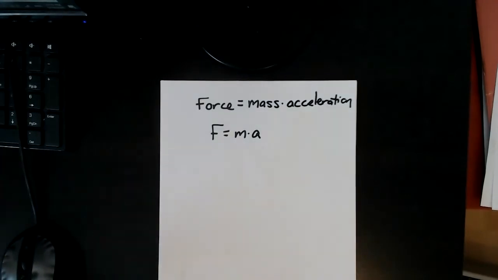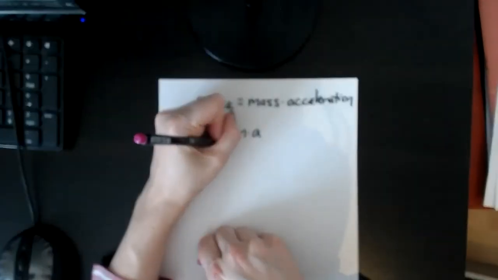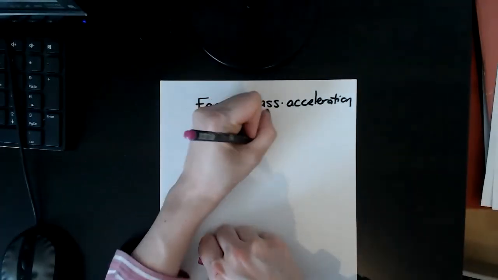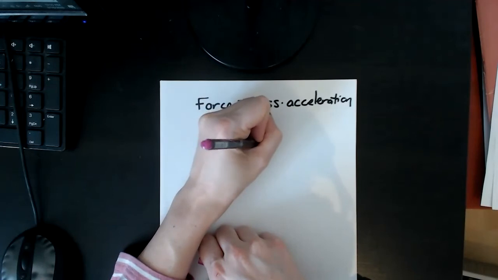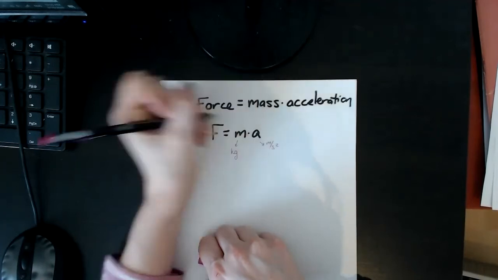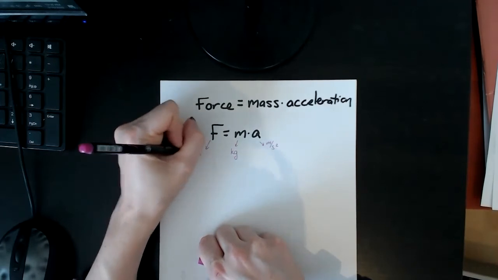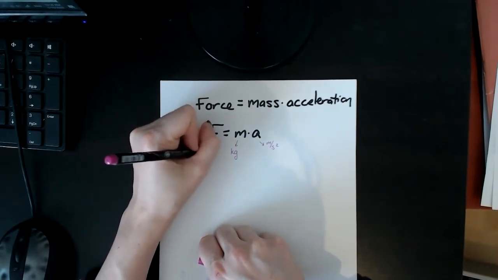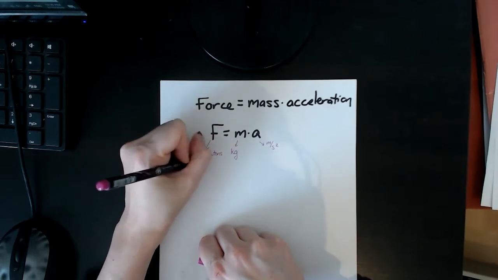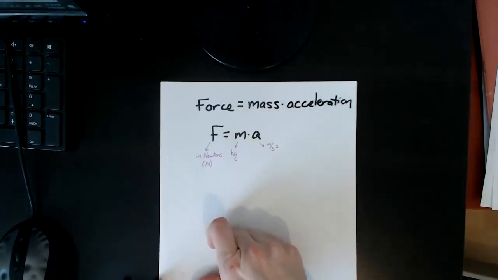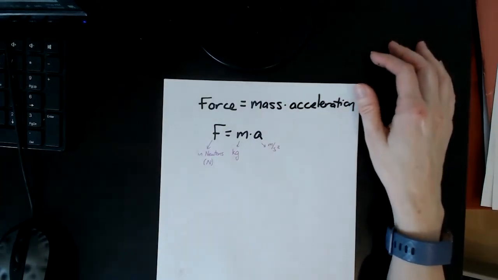And again, when we're talking about units, mass is always measured in kilograms. Acceleration, we already know, is meters per second squared. And the force is measured in something we call newtons, which is abbreviated with a capital N. All right, and so there's a couple things that come out of this, okay?